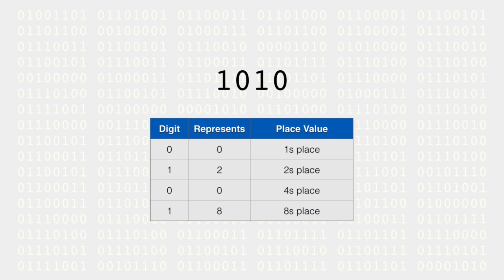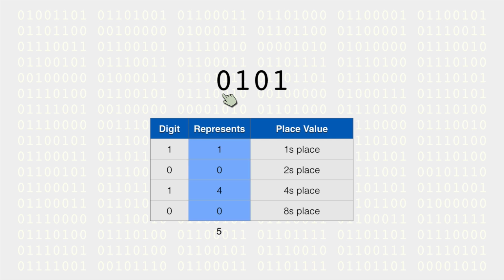We could do this with other numbers, 1010. We have 0 in the 1's place, 2 in the 2's place, 0 in the 4's place, 8 in the 8's place, and those add up to 10, and it makes sense. We have one 8 and one 2, 8 plus 2 is 10. One last example, 0101. We really don't need that leading 0, so we could have just 101, but if we look at that, that equals 5. 1 in the 1's place, 1 in the 4's place, 5.